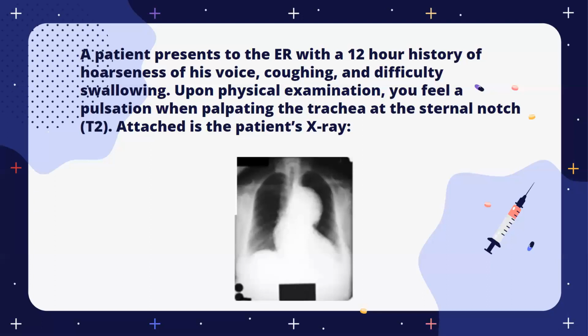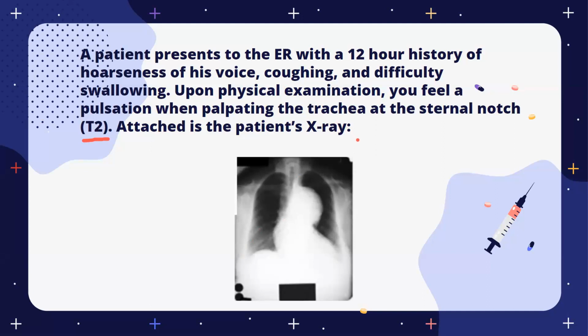Okay. Next question. A patient presents to the ER with a 12-hour history of hoarseness of his voice, coughing, and difficulty swallowing. So these are three separate complaints, okay? When you do a physical exam for the patient, you feel a pulsation at the trachea, when you're palpating the trachea, at the sternal notch, which is at the level of T2. You know the sternal notch? When you're palpating the sternum, the topmost notch you feel right there, when you touch the trachea, you're feeling a pulsation there, which is not normal.